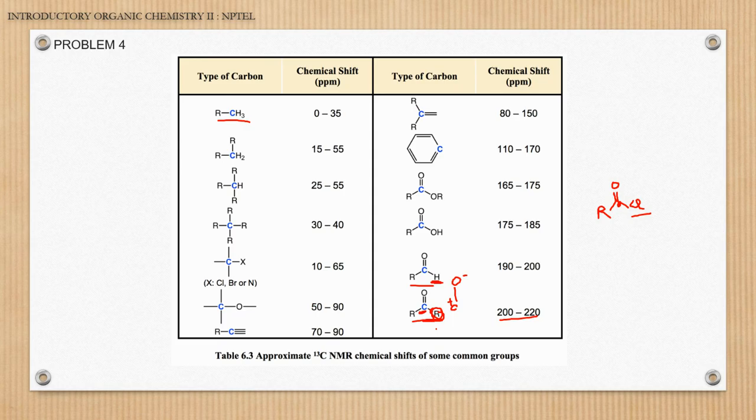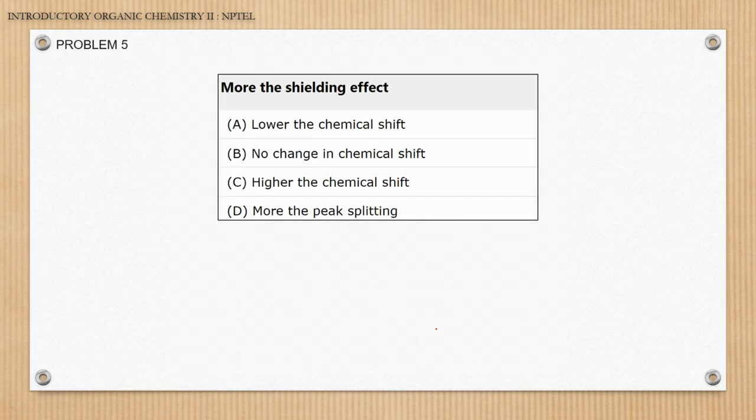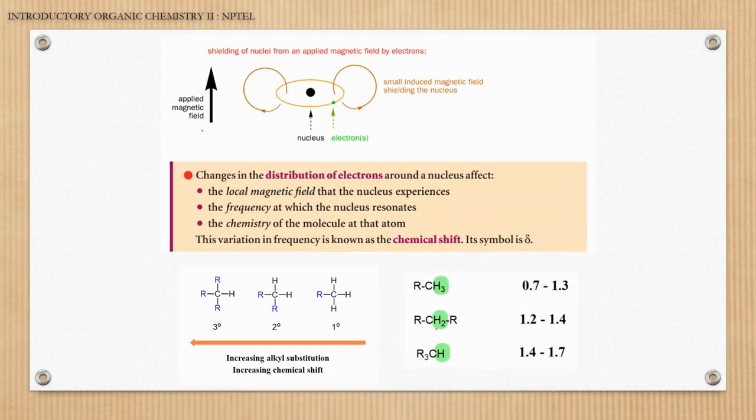Yes, ma'am. Okay, so coming to problem number 5. Problem number 5 is stating that you have to tell, if the more shielding effect is there, then what will change? Like, what is meant by the shielding effect? First you have to know what the shielding effect is, right? So for that, here there is a picturization, guys.